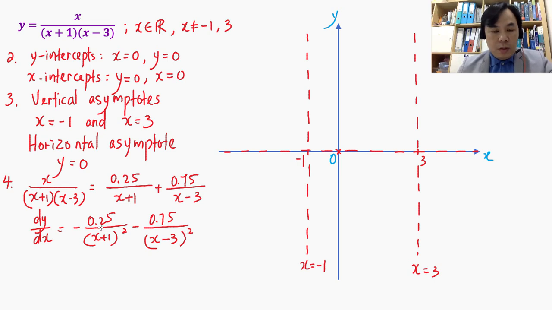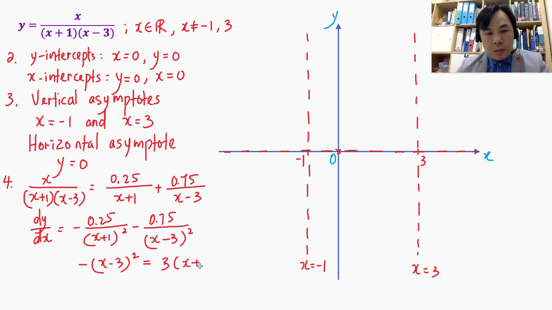So from here itself, we will have, let me see here. This is 1 over 4, 3 over 4. So that will be, let me see, negative (x minus 3) squared, which is equal to 3. Is it 3? Yeah, correct. (3x plus 1) squared here. All right, so that's how it actually looks like.